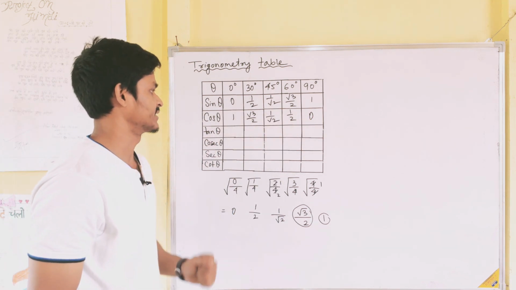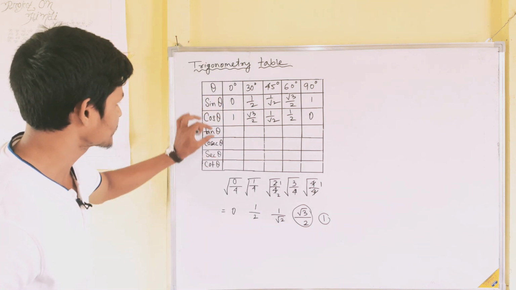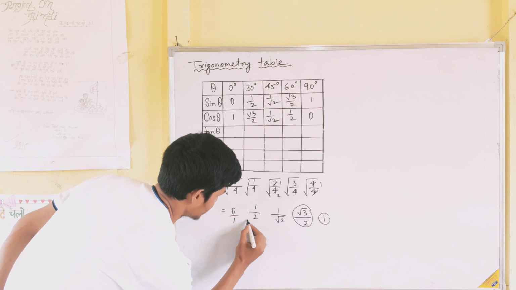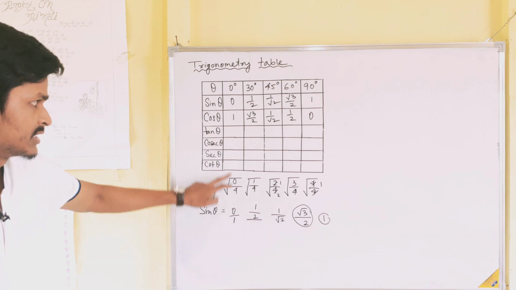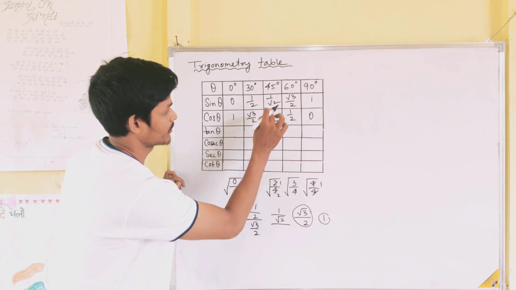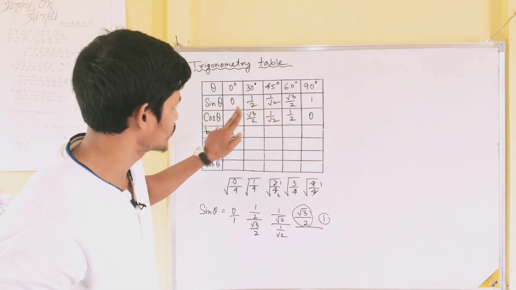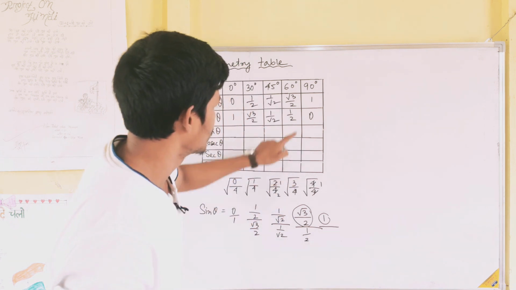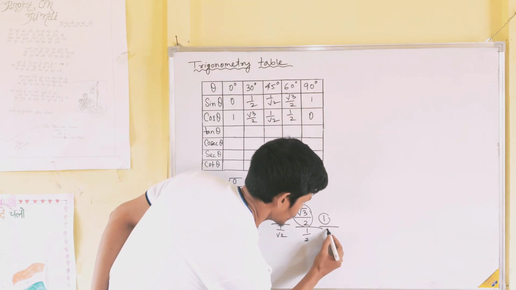Okay. Now tan theta. We all know tan theta is equal to sin theta by cos theta. So sin theta by cos theta: 0 by 1, then 1 by 2 by root 3 by 2, then 1 by root 2 by 1 by root 2. For 60 degrees, sin 60 is root 3 by 2 and cos 60 is 1 by 2. And for 90 degrees, 1 by 0 because sin 90 degrees is 1 and cos 90 degrees is 0.